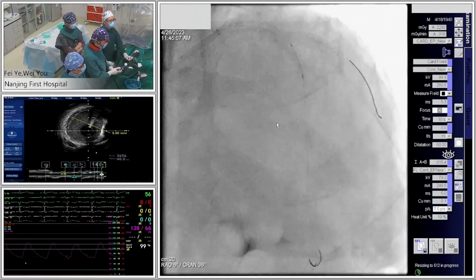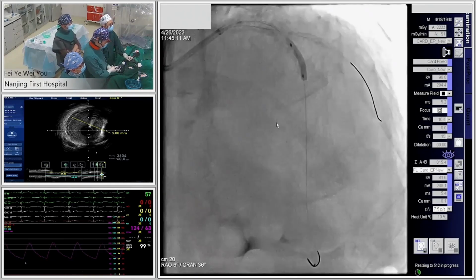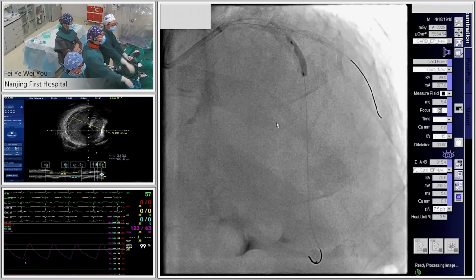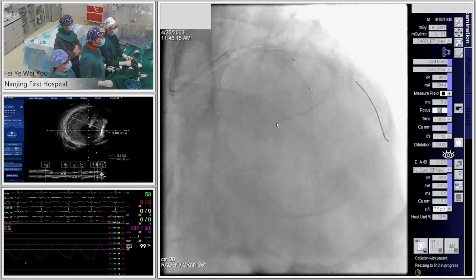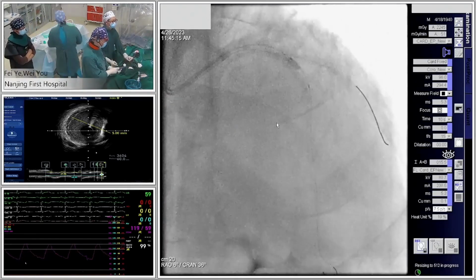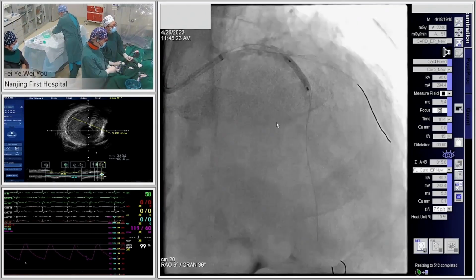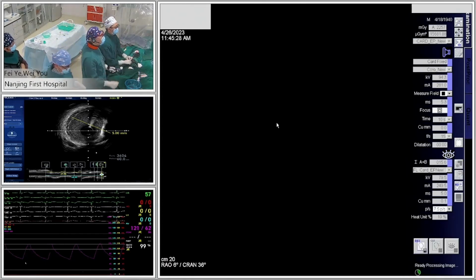We cannot avoid crossover to the carina. 12, 14. Okay, now. So this is 3.0. Yeah, Dr. Han prepared this 3.5 NC balloon. Okay, here, inflate. 3.5. Okay, 12, 16, 18. Okay, enough. Give me 3.5.